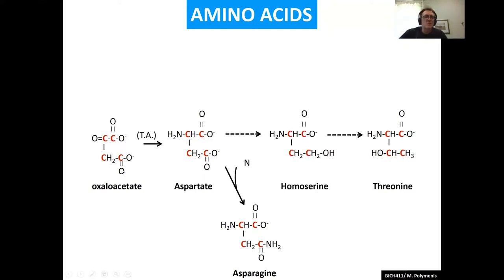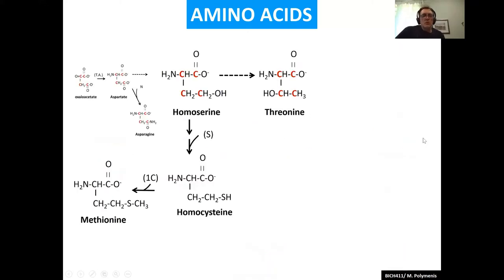A transamination is straightforward here, the alpha keto acid to alpha amino acid. You have an aspartate transaminase, like we have the glutamate transaminases. Here you have to have an extra amination to get to asparagine, and these are a little more tricky, but they work.